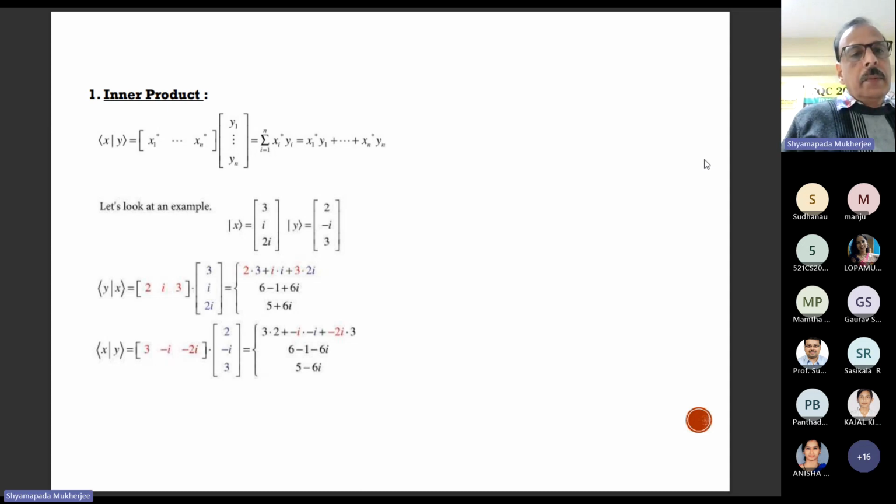Just I have a simple example. If X is equal to this one and Y is equal to this one, then YX is equal to 2 into 3 plus 3 into 2i, and the final result is 5 plus 6i. Similarly, you see what XY is. So in general, XY is not equal to YX. For the first case it was 5 plus 6i, but now I got 5 minus 6i.